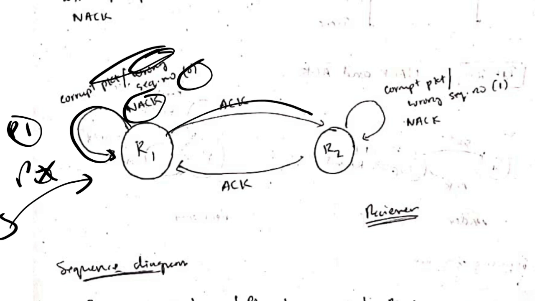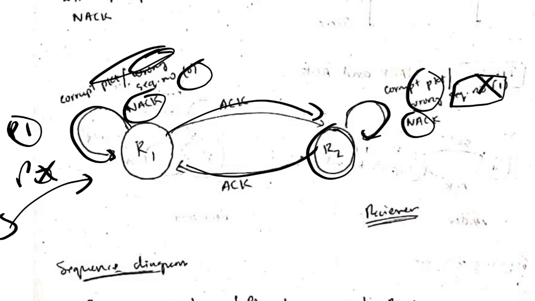If sequence 0 comes, he will move to the second state. Here he will wait for the sequence 1, and if the sequence 1 does not come, and instead another sequence comes, he will send the negative acknowledgement, else he will send the positive one.